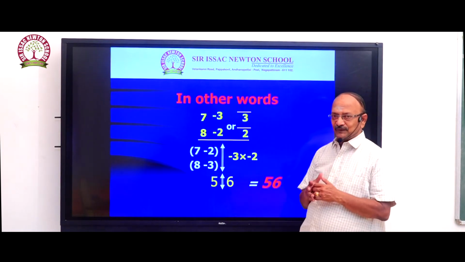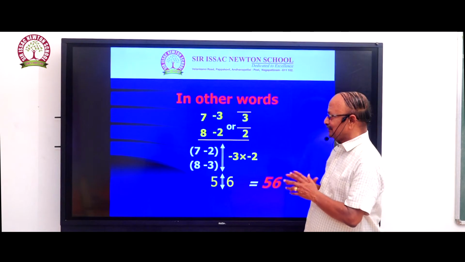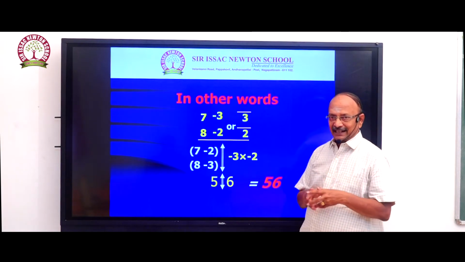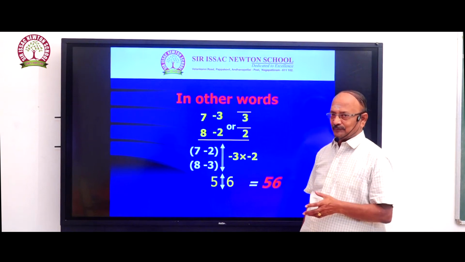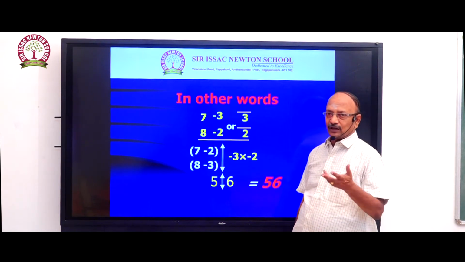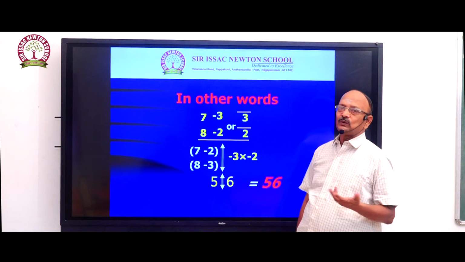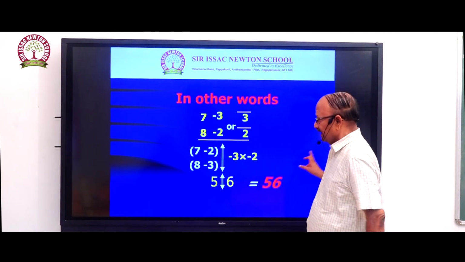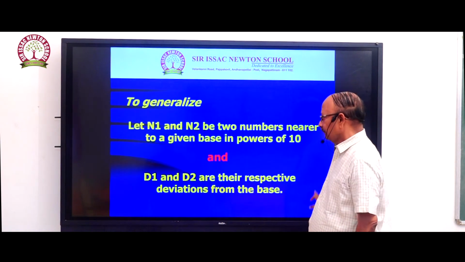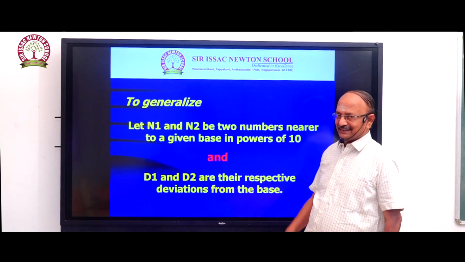This is the step we adopt to multiply numbers where the deviation is just little compared to the base, like 98, 101, 105, 108. When you get to numbers like that, how to proceed further is today's session. Let us see. We will generalize, in fact.